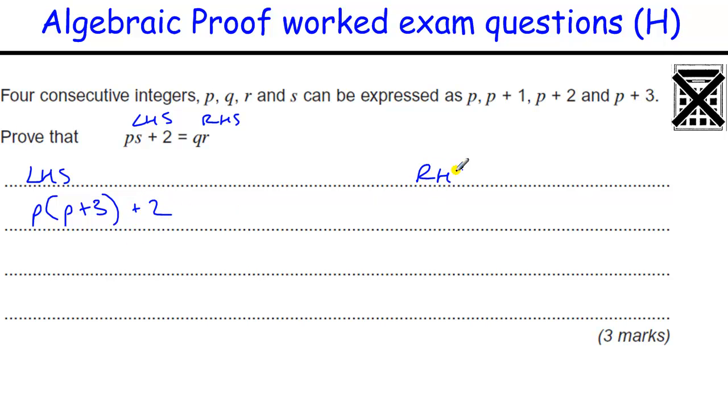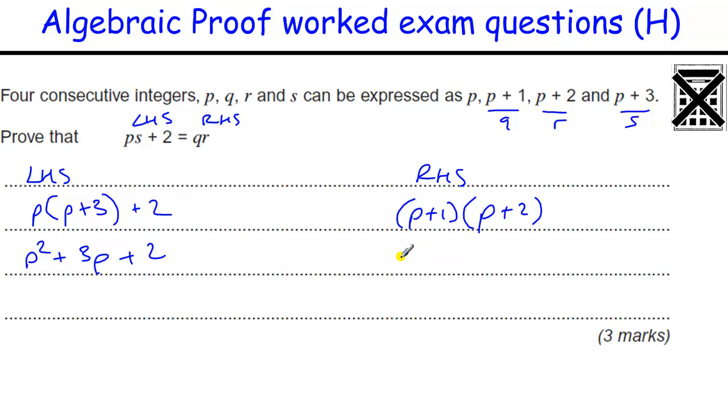On my right hand side I have q times r, which is p plus 1, q is p plus 1, that's that one actually, p plus 1, that's q, and that's r, and that's s, and I'm timesing that by r, which is p plus 2, so multiplying these out I've got p squared plus 3p, and then I've got the plus 2. On this side I've got p squared, p times 2, p times 1 is 3p, and 1 times 2 is 2, and therefore left hand side equals right hand side.